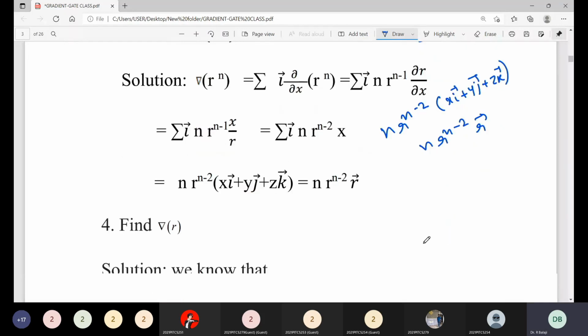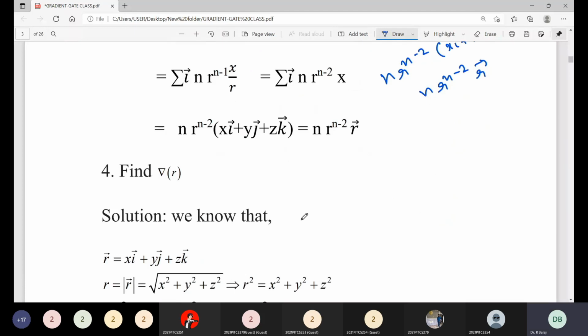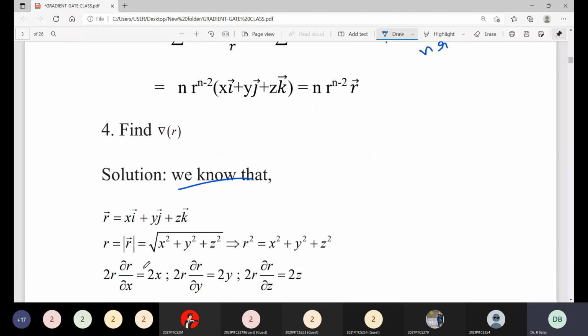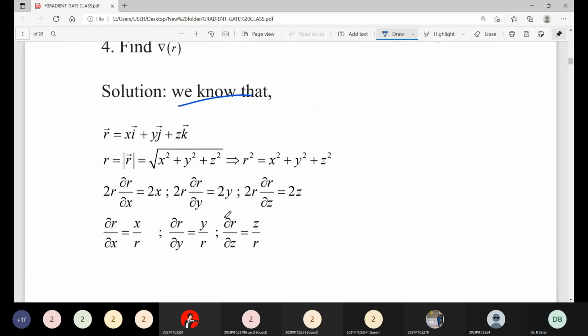Now, next problem. Find del of r. We know that r vector is equal to x i vector plus y j vector plus z k vector. r is equal to modulus of r vector, which is square root of x square plus y square plus z square. So, squaring on both sides, we will get r square is equal to x square plus y square plus z square. Partially differentiating with respect to x, y and z, dou r by dou x is equal to x by r, dou r by dou y is equal to y by r, dou r by dou z is equal to z by r.